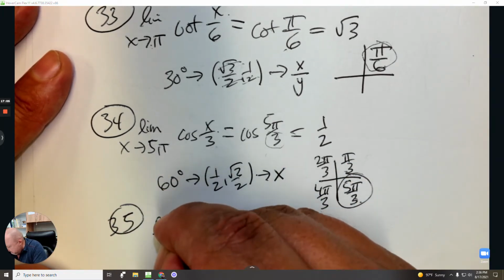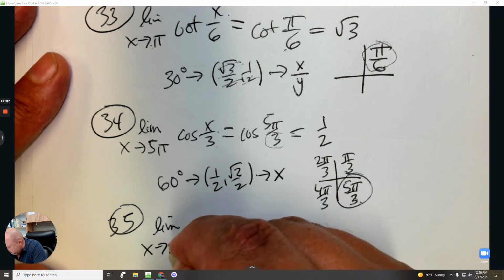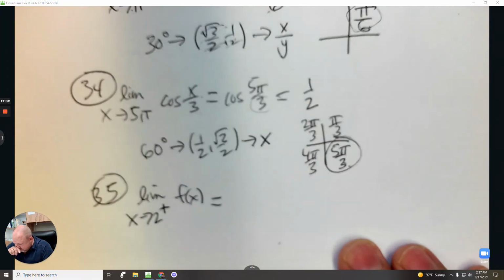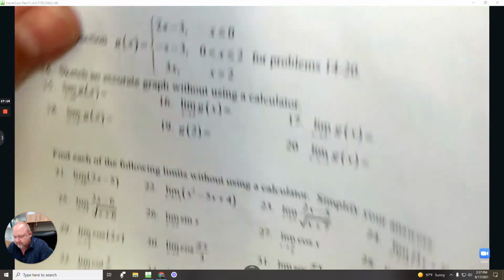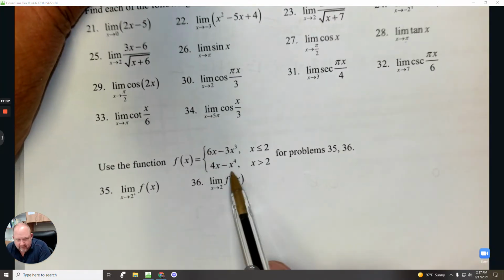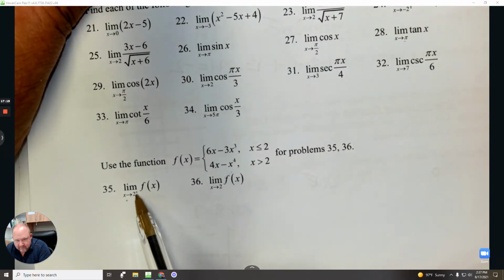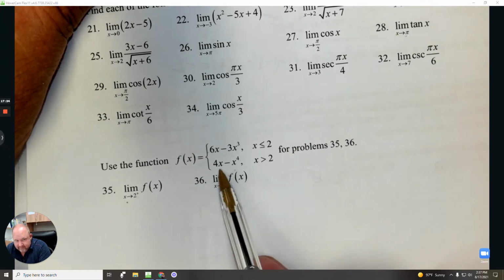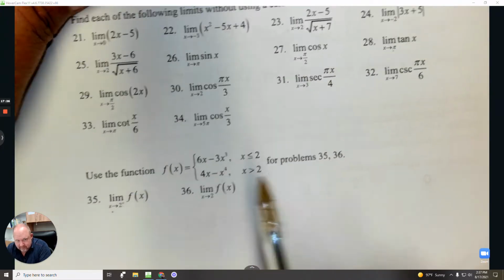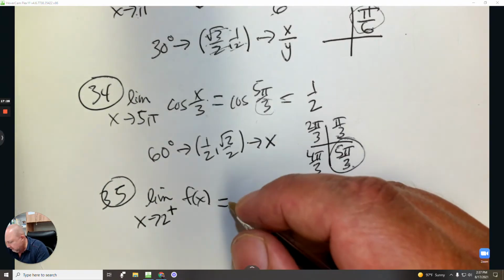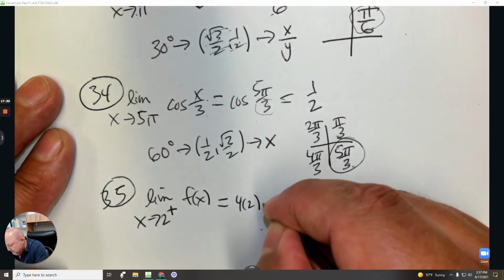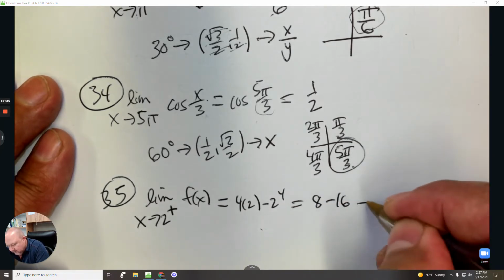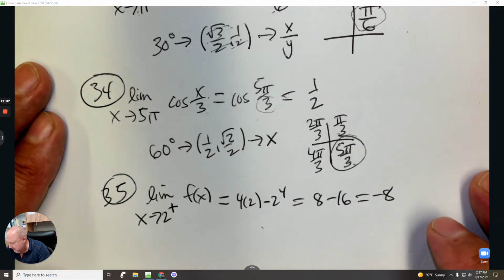What's the value of the limit as x approaches 2 from the right of f at x? So in this question, you're given a piecewise. 2 from the right would be the bottom piece. So from the right would be greater than, and we plug 2 into the bottom piece only. So that would be 4 times 2, subtract 2 to the 4. So that's 8, take away 16, which is negative 8.